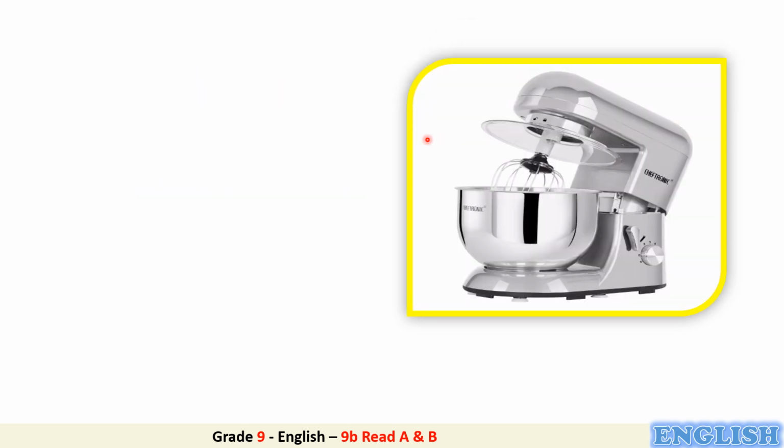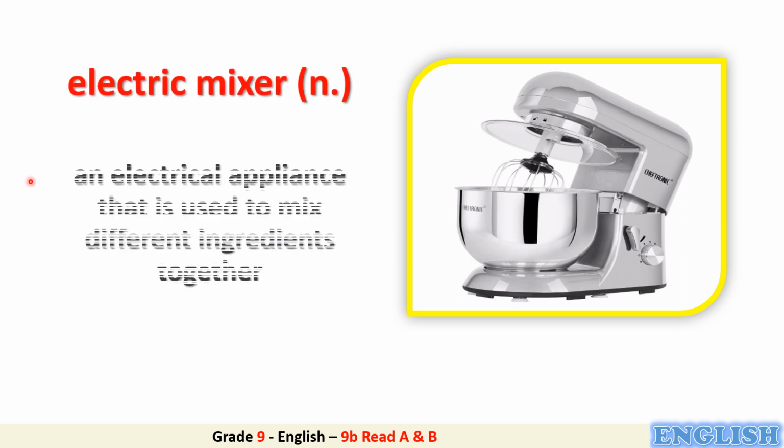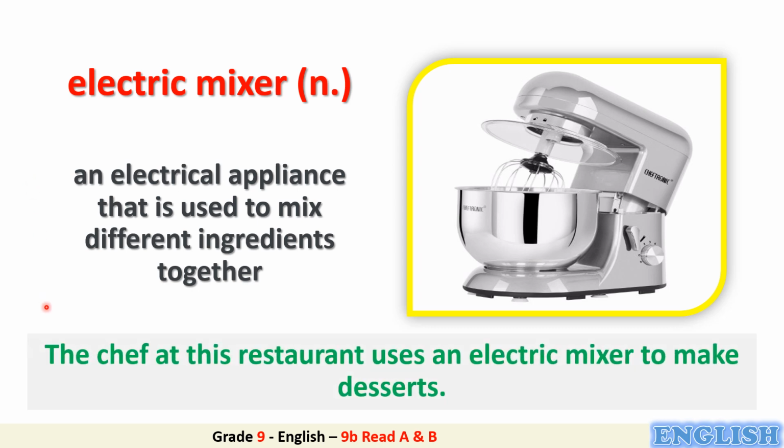Have you ever seen this in your kitchen? We call this an electric mixer. It is an electrical appliance that is used to mix different ingredients together. For example, the chef at this restaurant uses an electric mixer to make desserts.